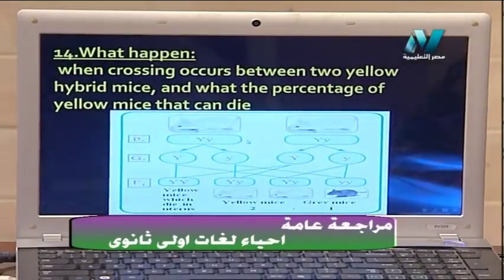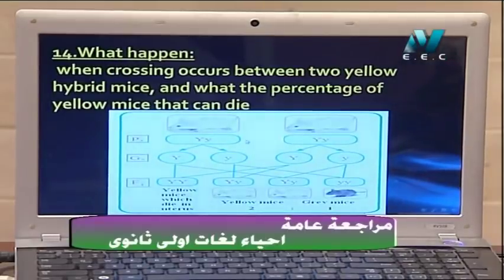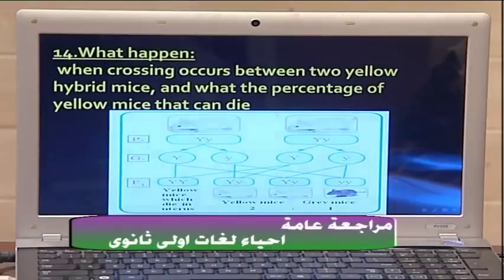When you look to the picture in front of you, you will see two mice. Hybrid. Hybrid here mean not pure. Yellow, Y capital y small, Y capital y small. When crossing the two yellow mice together, it will producing Y capital Y capital. Y capital Y capital here, this is a lethal gene dominant. This mice will die. No mice Y capital Y capital.